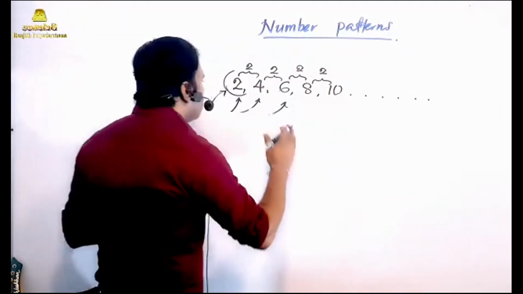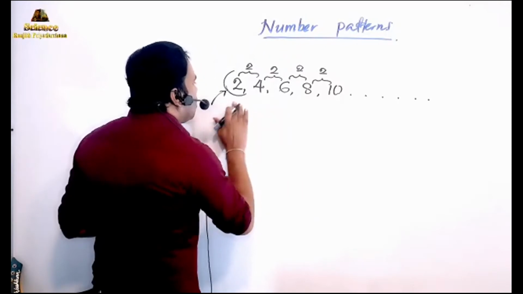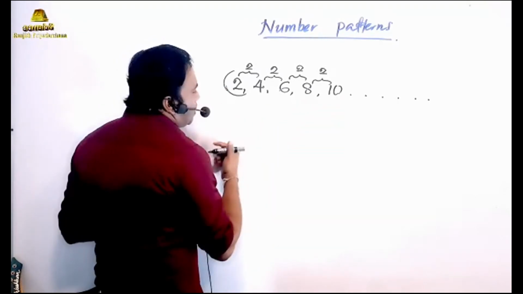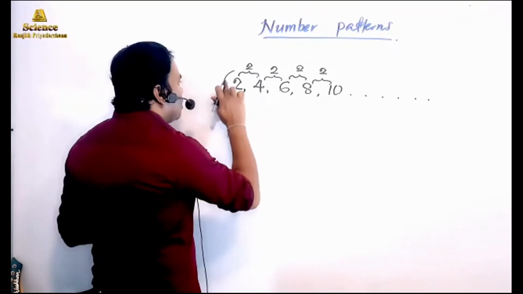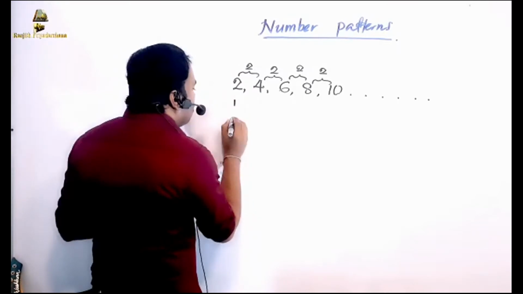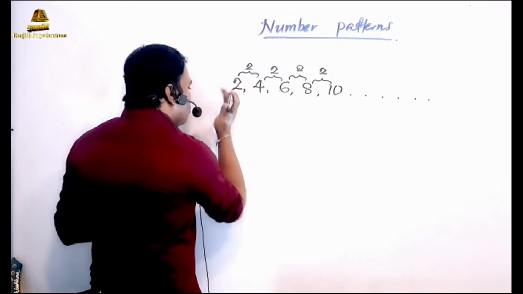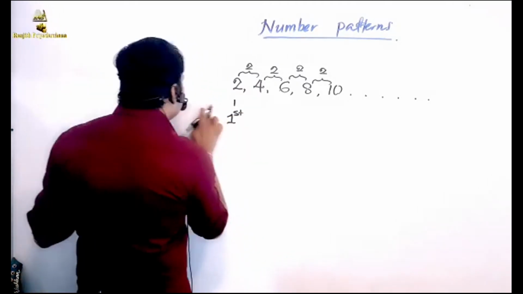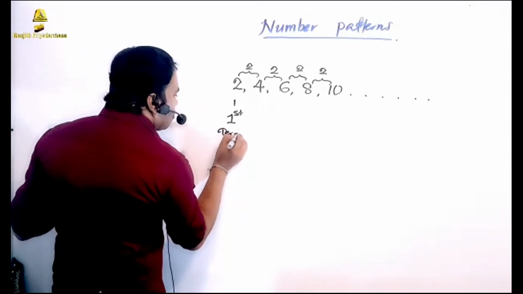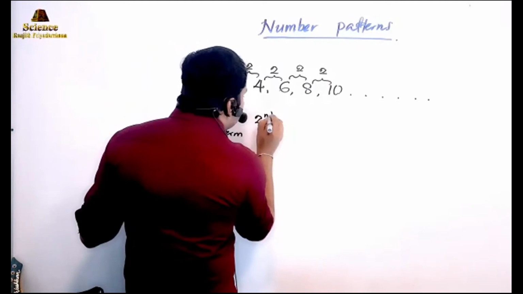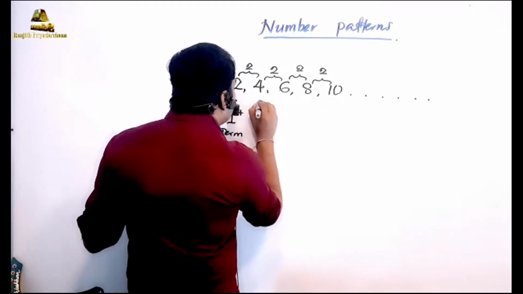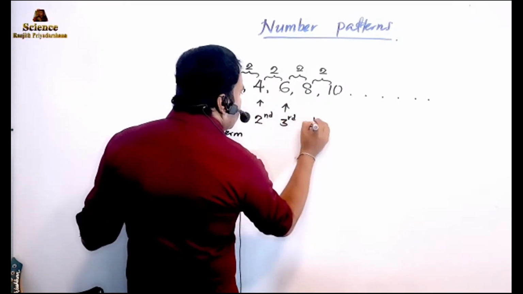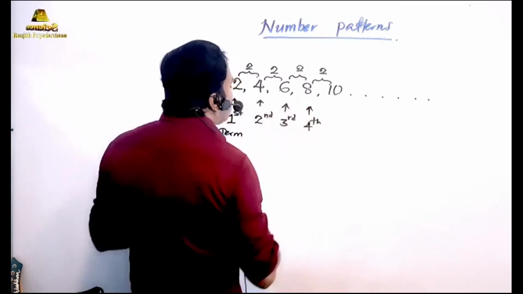Let's see, can we take them like even numbers? Yes, according to the multiples of 2, we can tell all of them are even numbers. So this is the first term and the second term. This is the third term, fourth term. Likewise, we can name them.